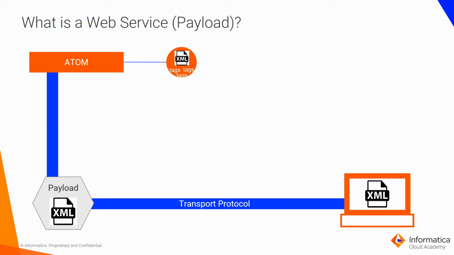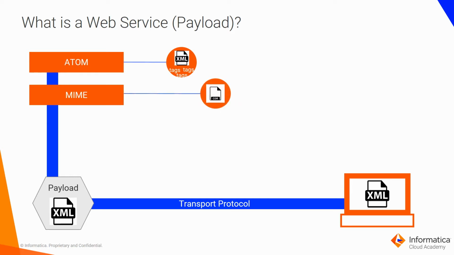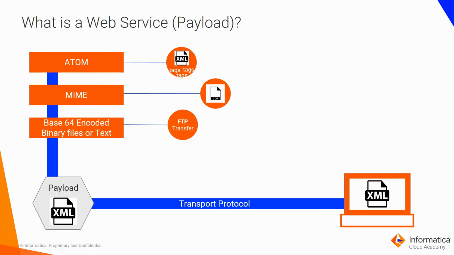Other examples of payload XMLs are MIME or Multipurpose Internet Mail Extension, which is used for transport of multimedia information via synchronous Internet mail. Binary files, which can be base64 encoded, or text, which are used as payloads for FTP transfer. Another type of payload used is JSON, which is non-XML type payload.